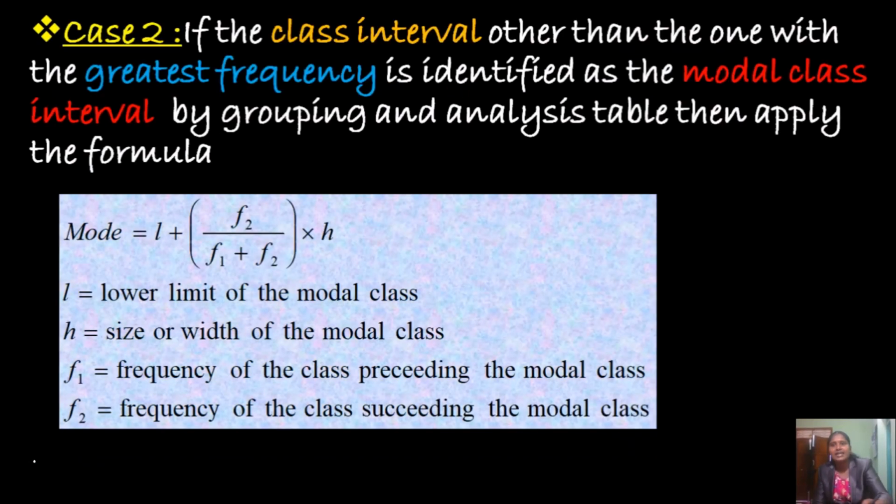Whereas in case 2, if a class interval other than the one with the greatest frequency is identified as the modal class interval by the grouping and analysis table, then apply this formula: mode is equal to L plus F2 over F1 plus F2, into H. L, H, F1 and F2 have the usual meaning: L represents the lower limit, H represents the size or width of the modal class, F1 is the frequency of the class preceding the modal class, and F2 is the frequency of the class succeeding the modal class.